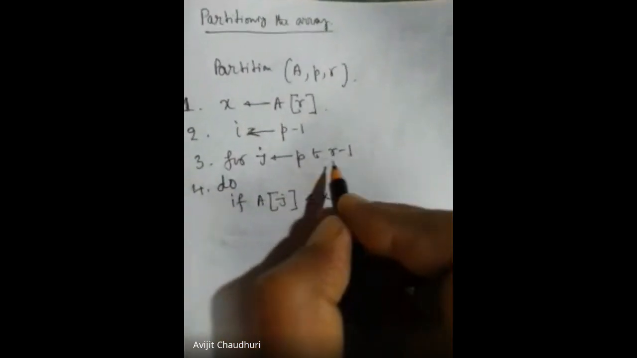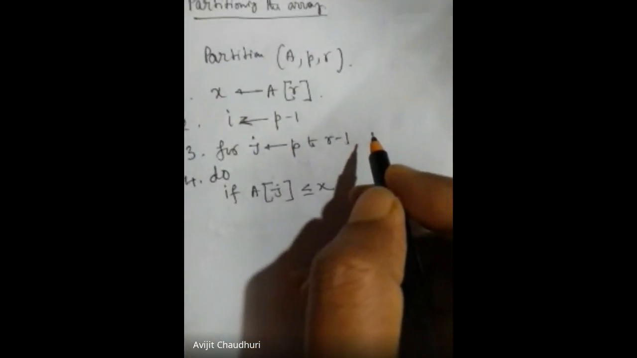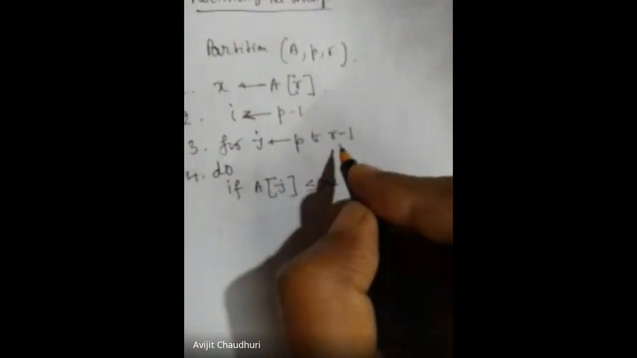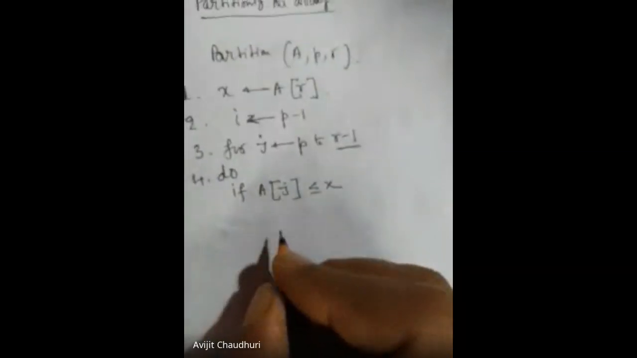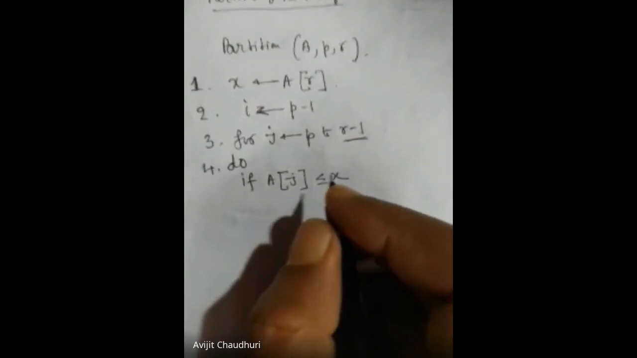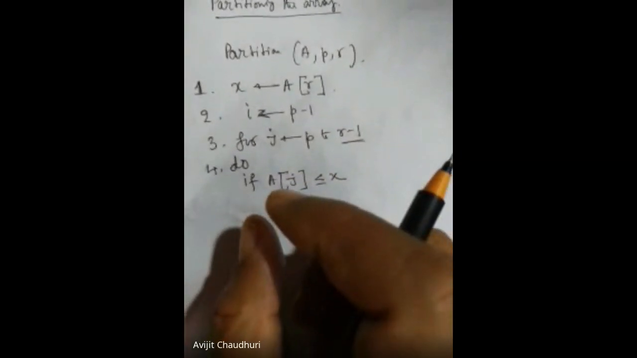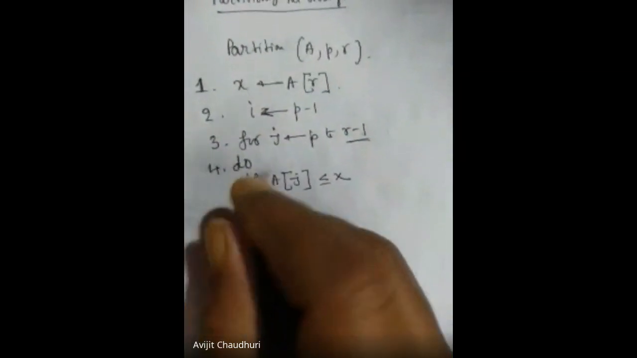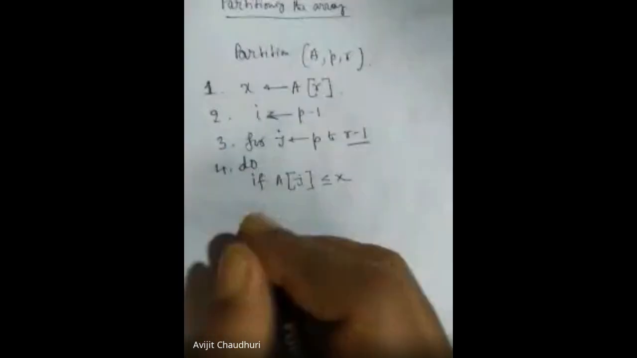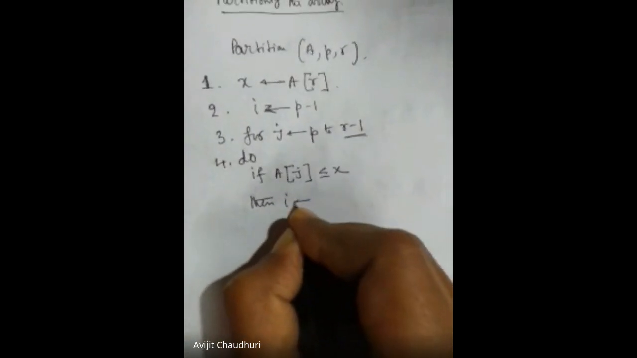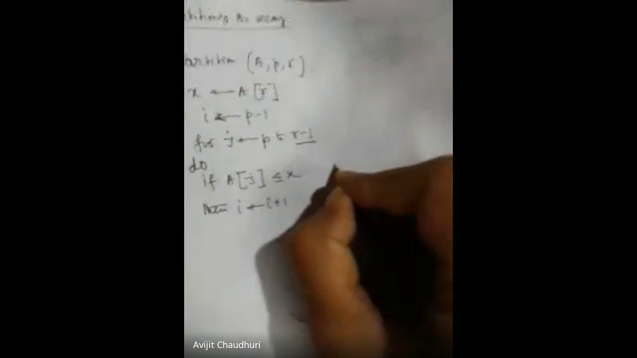For j is equal to p to r minus 1, that means from the first position we are continuing up to r minus 1, the last element. Do: if A of j is less than or equal to x, that means the left item is smaller than the right item, so we don't have any problem. We will just continue. Then i is equal to i plus 1. We are continuing from left to right.